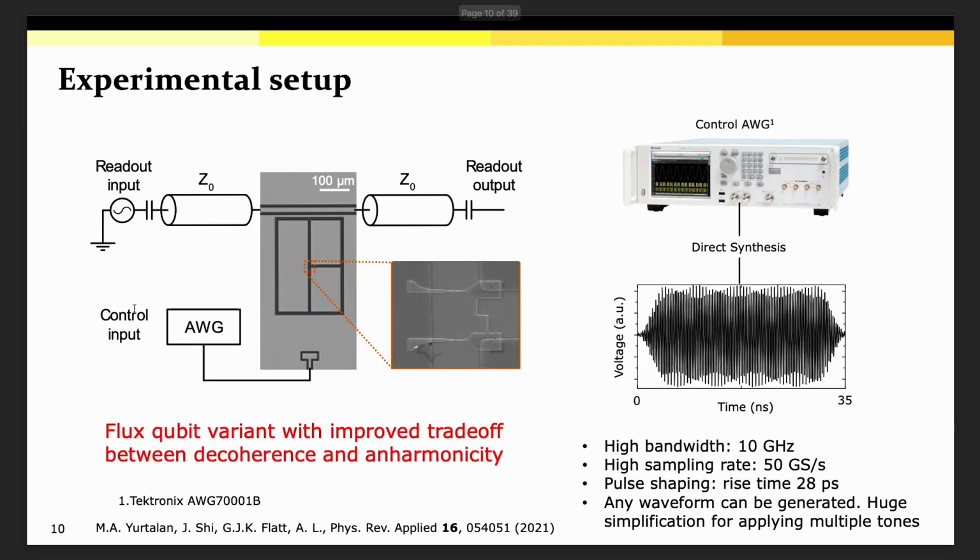So our device is a flux qubit. It's a superconducting ring with 3 junctions. We developed this design with 3 capacitive shunts, which, relative to a more regular flux qubit design, has the advantage that it gives a better trade-off between decoherence and anharmonicity. When we did this experiment, one important technical advantage we had was that we used a direct synthesis method for the pulses. This was actually one of the early experiments where this method was used in the field. This technology was relatively new at that time, and we had some experience from older experiments.